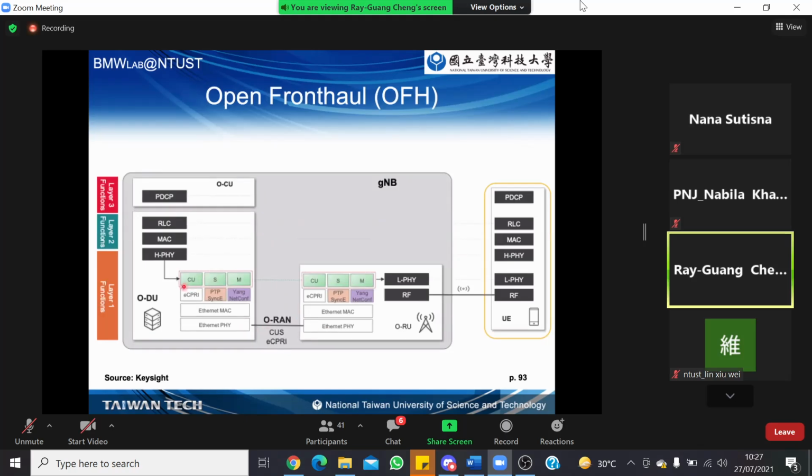The open Fronthaul interface consists of three parts. The first of them is the C plane. The second one is the synchronization plane. The third one is the M plane. So from now on, we start from the lower part of open Fronthaul. Then tomorrow we will introduce the DU and the CU. Then we can introduce the RIC later on Thursday.